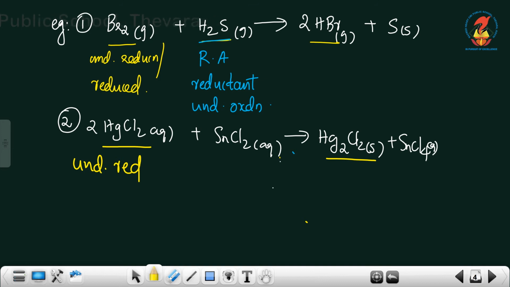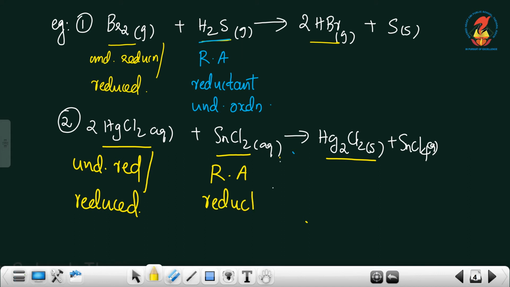How is it undergoing reduction? By the addition of an electropositive element, that is mercury. Or we can say that it is getting reduced. So who is undergoing reduction here? HgCl2. Now see what is happening to SnCl2 here. SnCl2 becomes SnCl4. So if HgCl2 is undergoing reduction, definitely SnCl2 will be acting as the reducing agent or reductant.